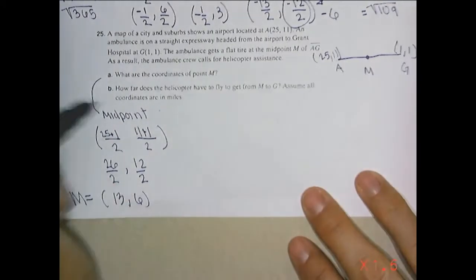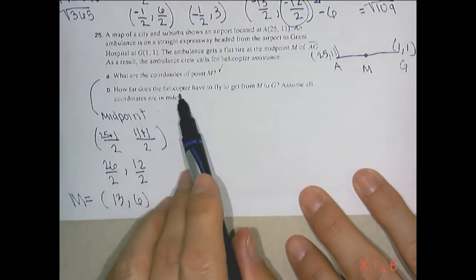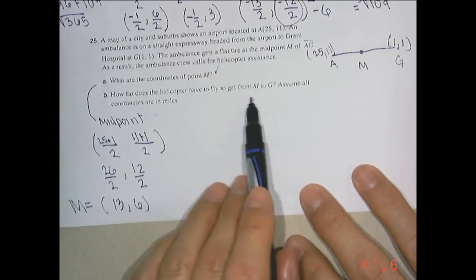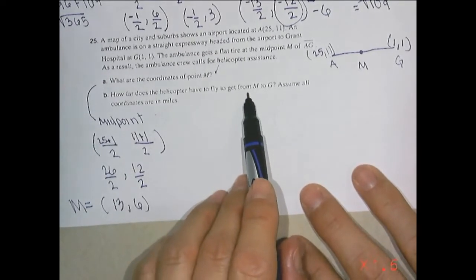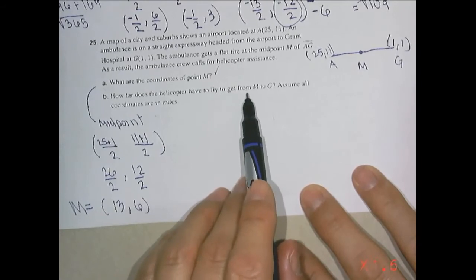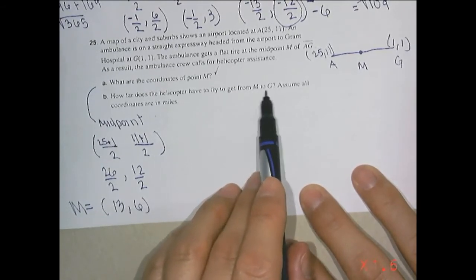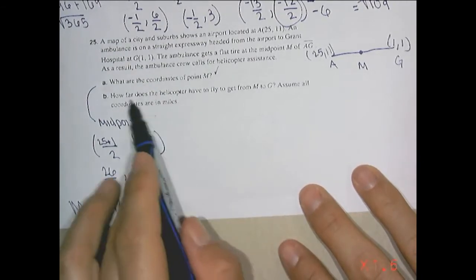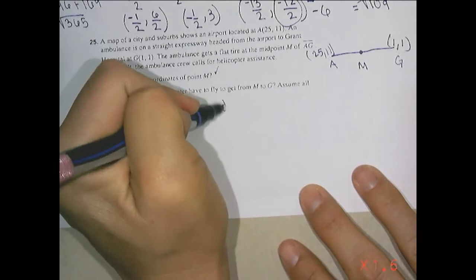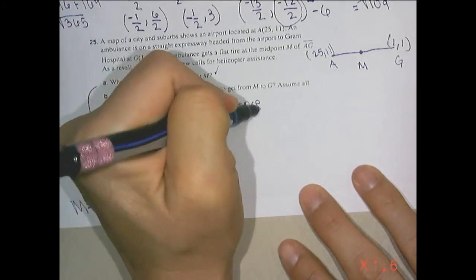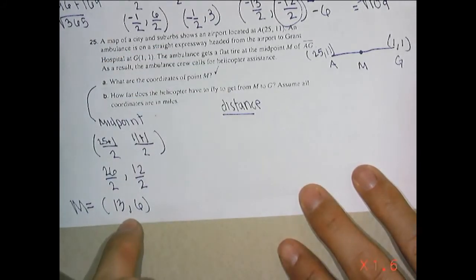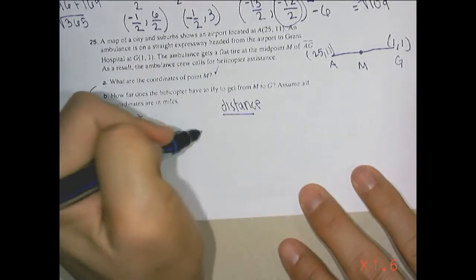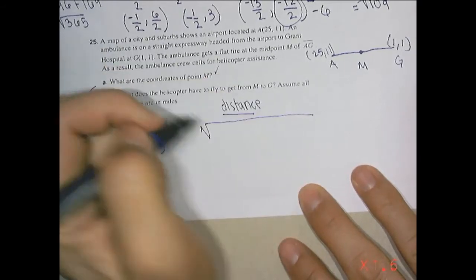Okay, so that's question A. We did that. How far does the helicopter have to travel? Now that it has a flat tire, the ambulance has to resort to the helicopter, this must be some serious emergency going on, to get from M, the midpoint, to G, the hospital. Assume all the coordinates are in miles. So how far? That means we're going to have to use our distance formula. And what we're going to do is find the distance from our midpoint to G, where the hospital is, at 1, 1. So we're going to use our distance formula and plug in the information.